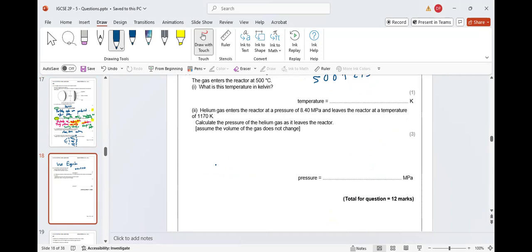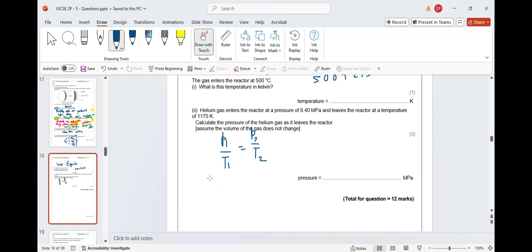We know pressure is directly proportional to the temperature, right? When the temperature increases, pressure increases. When the temperature decreases, pressure decreases, right? So P1 over T1 is equal to P2 over T2, right? So these T1, T2 must be in Kelvin. Otherwise, they are not directly proportional to the pressure.